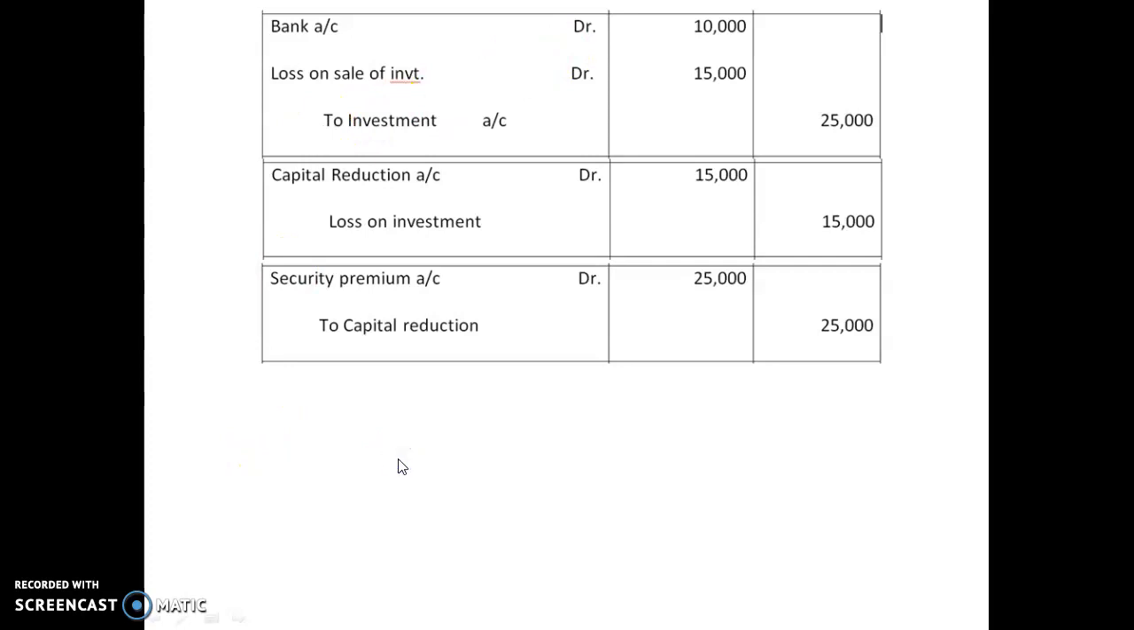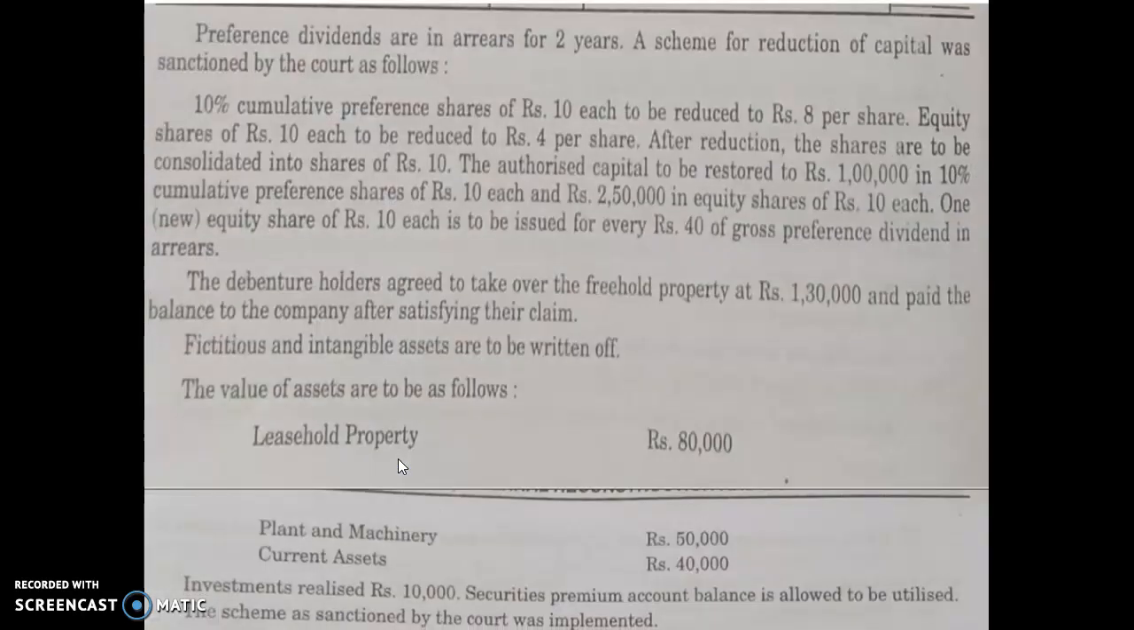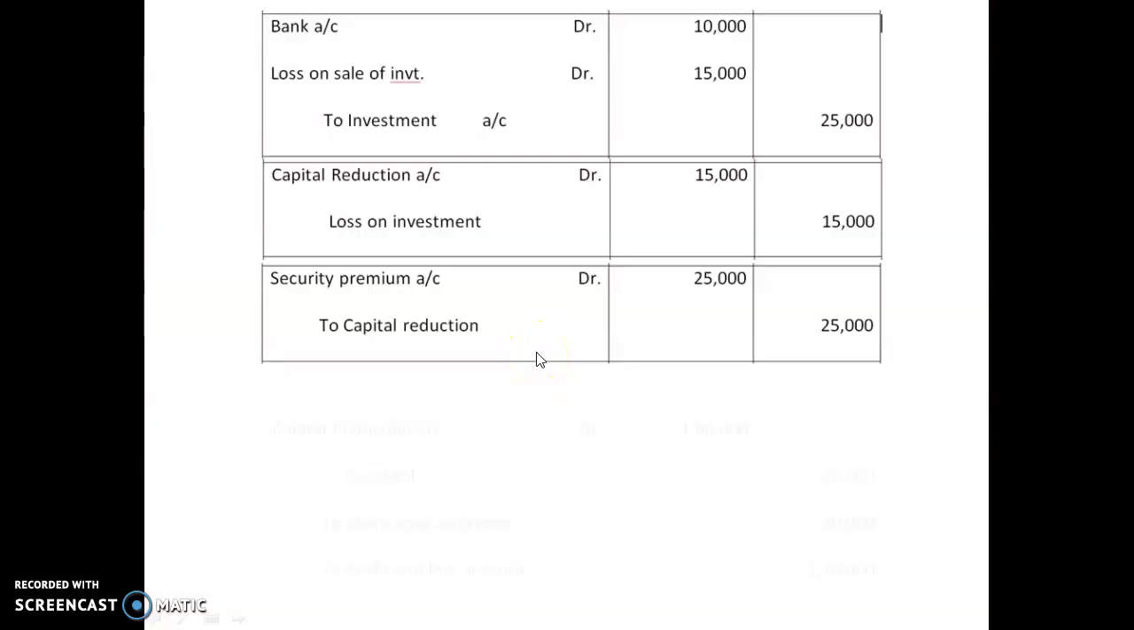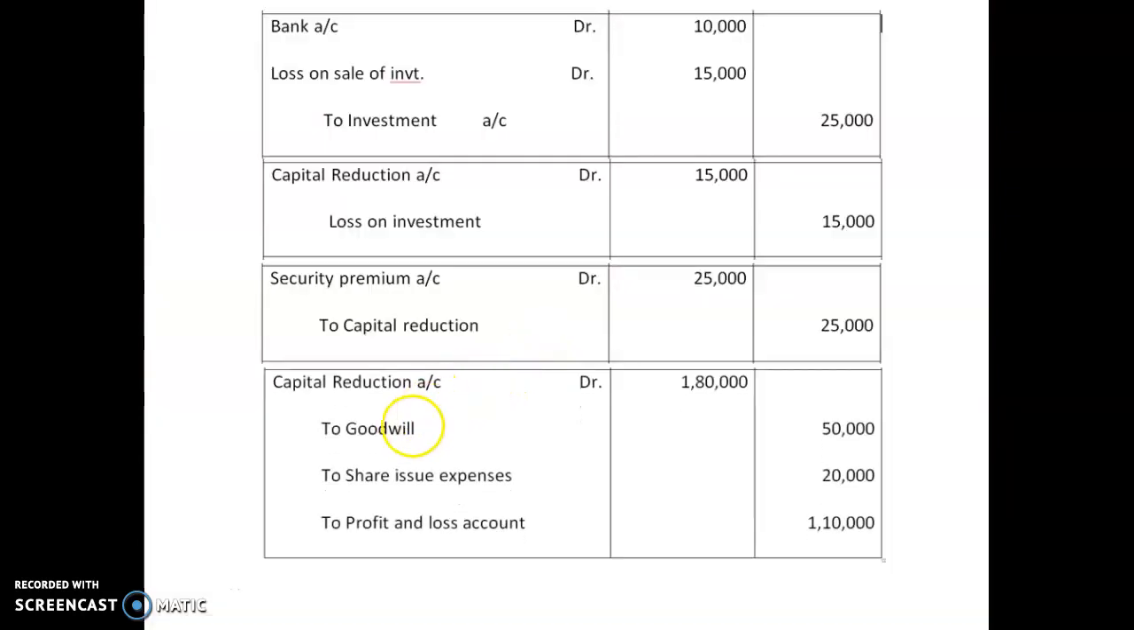Then it is regarding the last part, the writing off of all the intangible and fictitious assets. The entry will be like this. There are 3 items I told in the first slide. Goodwill 50,000 rupees, share issue expenses 20,000, and profit and loss account 1,10,000. So total 1,80,000 is utilized from capital reduction account to write off these fictitious assets and accumulated losses.